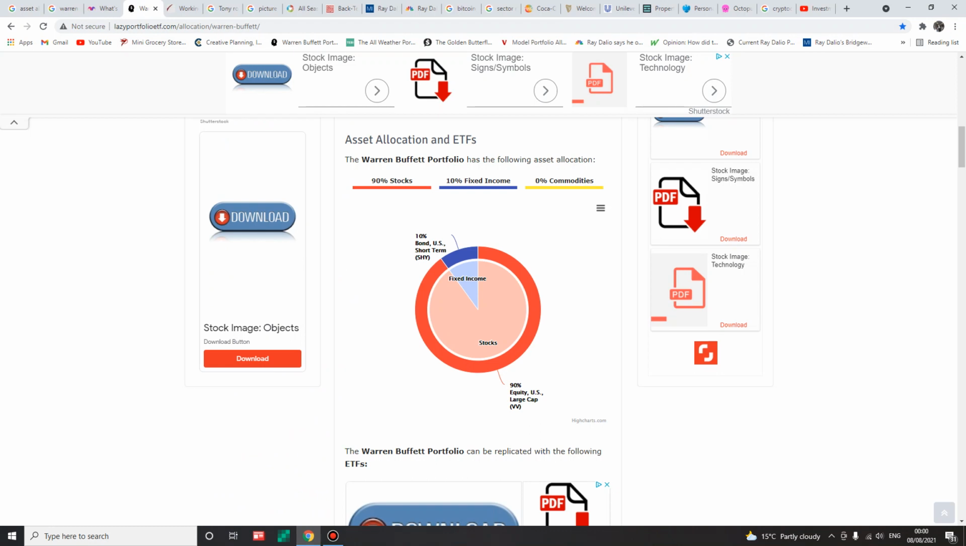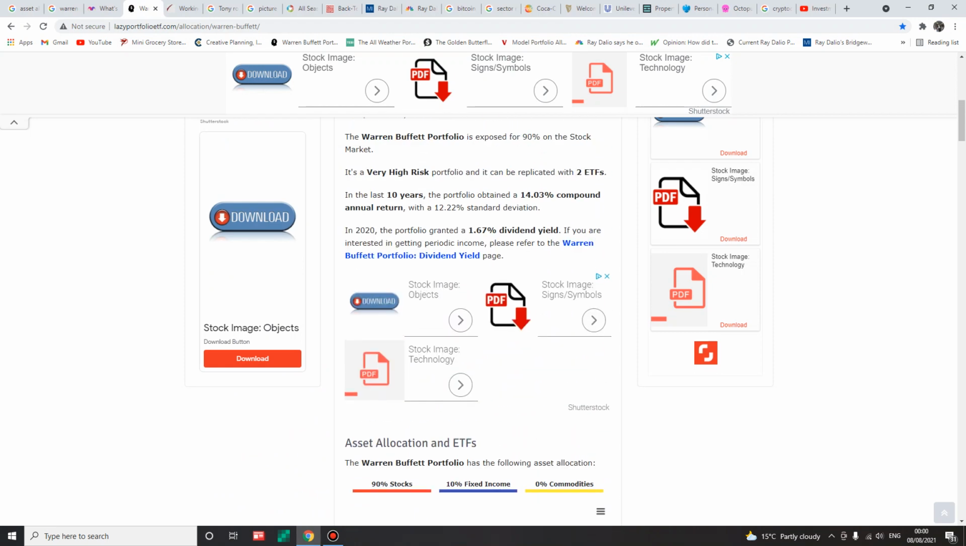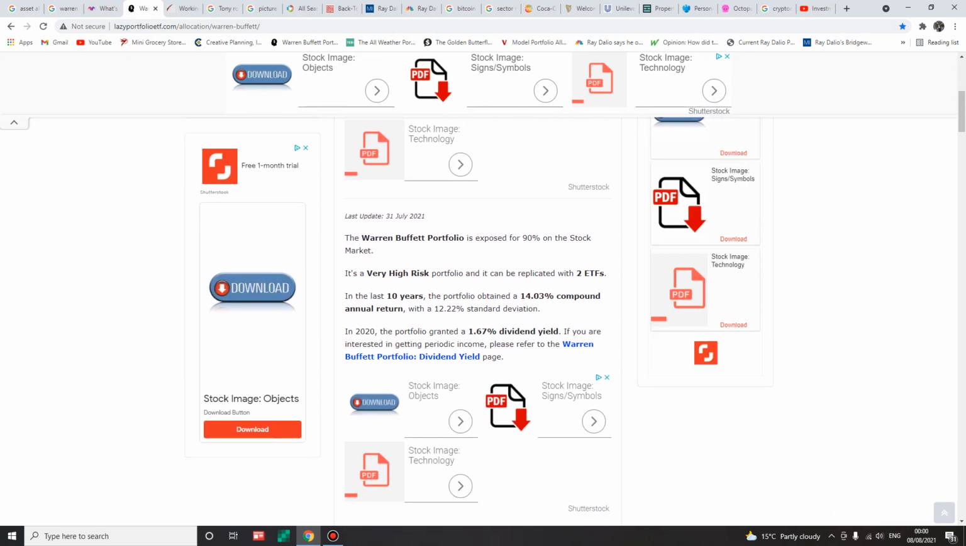Meaning this portfolio is very high, very high risk portfolio, if you agree with me. And then in the last 10 years, the portfolio obtained a 14.03% compound annual return with a 12.22% standard deviation. In 2020, the portfolio granted a 1.67 dividend yield.